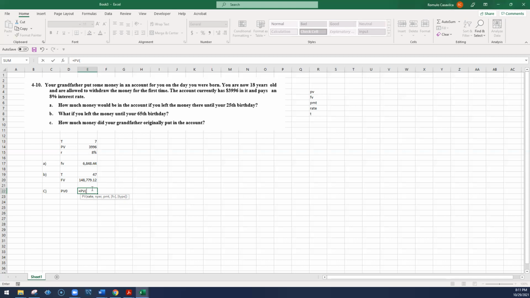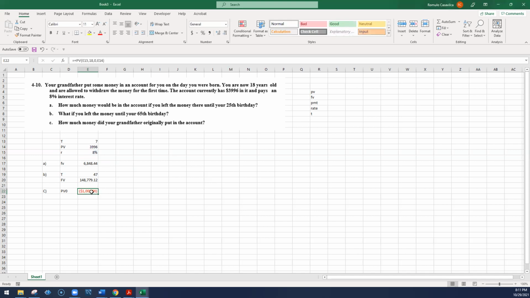So when I have a rate, I have the time, which is 18 years, right? It was 18 years ago. Payment is 0. And I have a future value, which is this. This is the future value. Negative 1,000 or 1,000. Any questions?